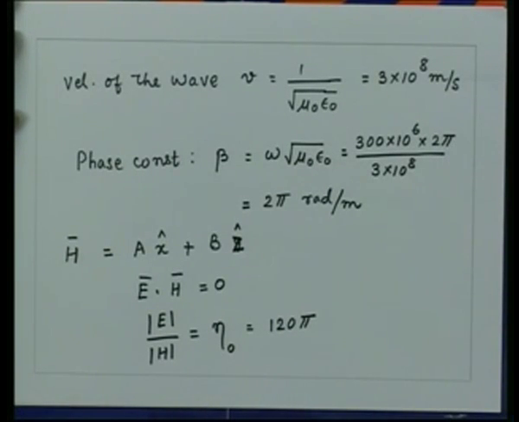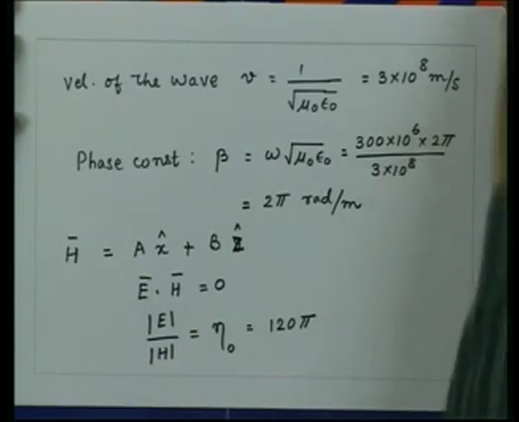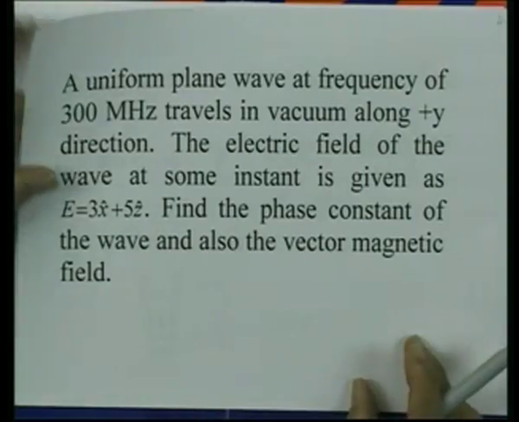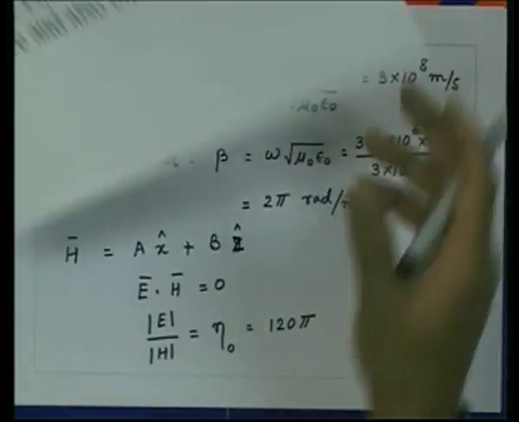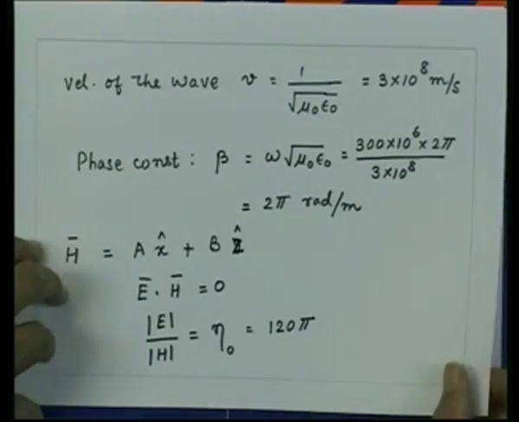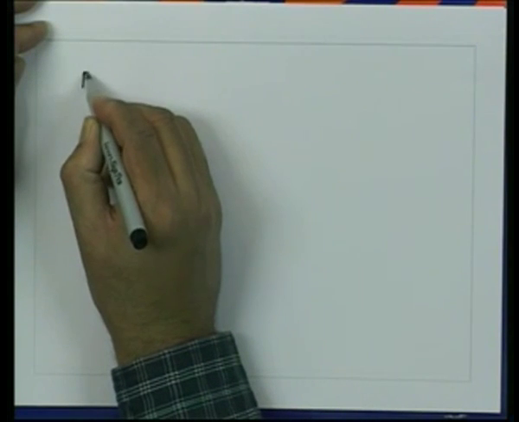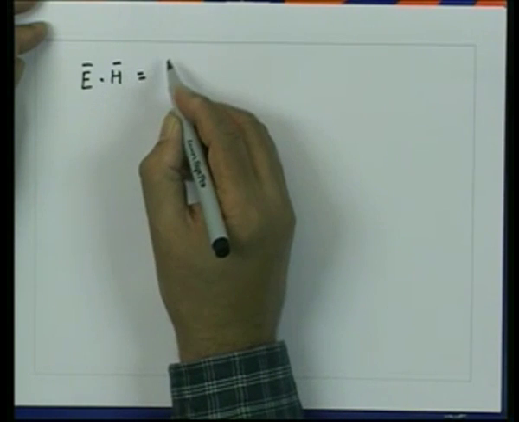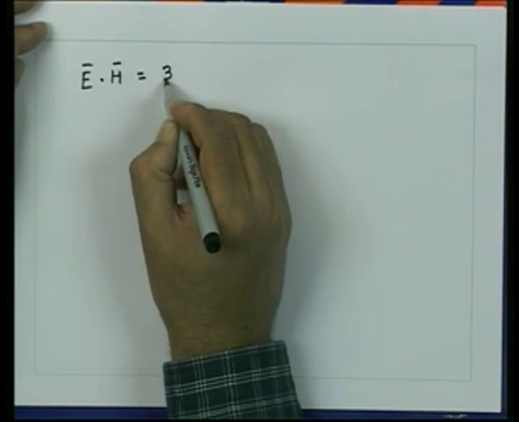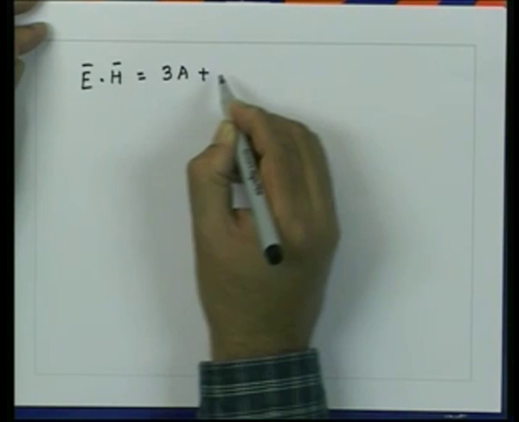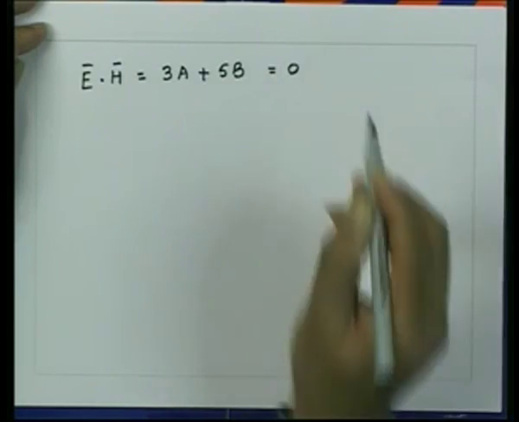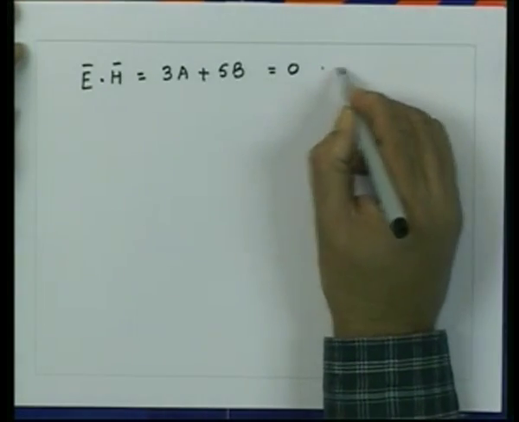So, now we can write down the electric field, which is 3 x cap + 5 z cap, and H is given by this. So, we can write the dot product E dot H, that is equal to 3A + 5B, that is equal to 0. So, this is one equation.